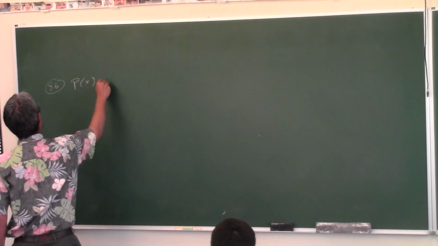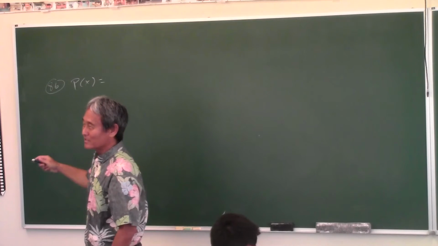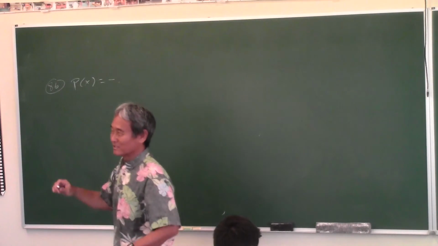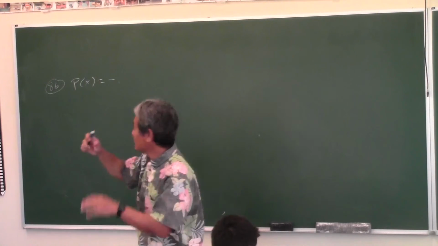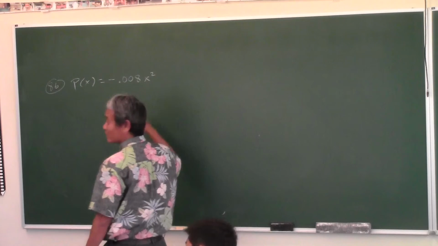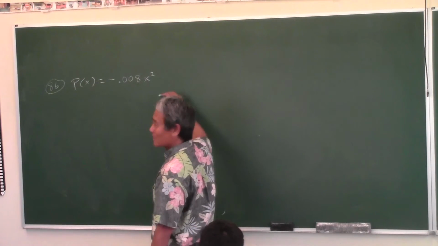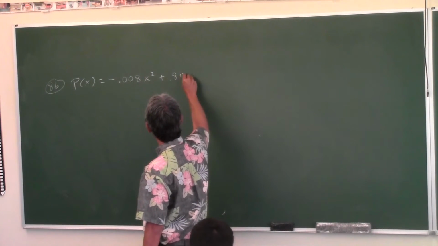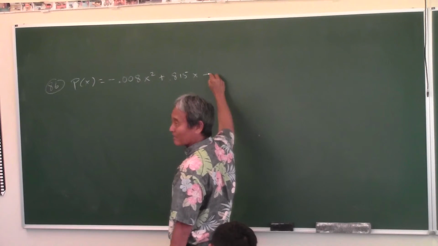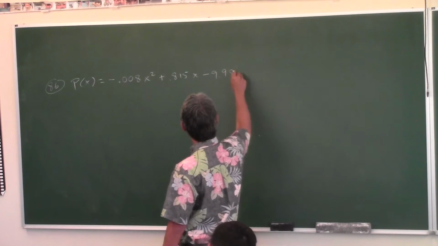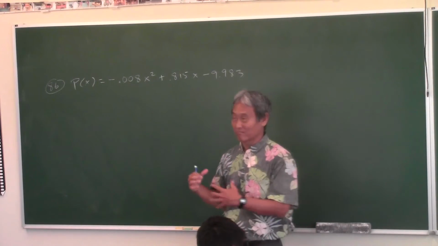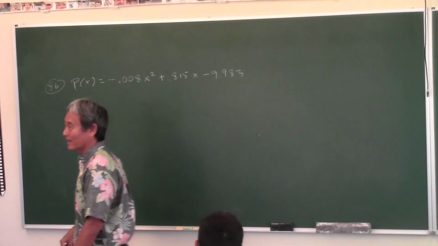P of x is equal to this function. Man, I can't even see from this far. Point, gosh, my eyes are bad. 0.008. See, already you know you want to use calculator for this, right? Plus 0.815x minus, see, this is real life right here. Because in real life, there's no way you can get just nice whole numbers, right? It's never going to work out like that.